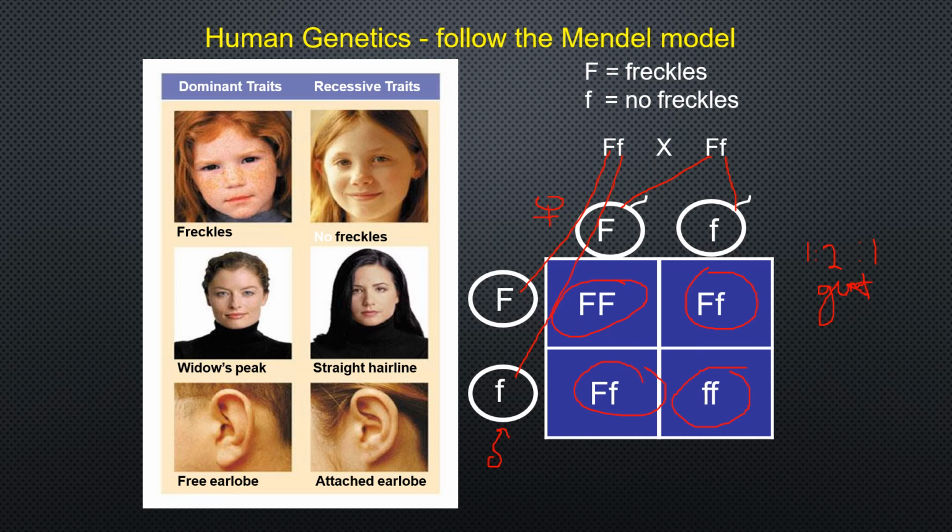But what is the phenotypic ratio? Remember, the phenotype is what it looks like. And for that, we have 1, 2, 3 that are dominant, so displaying freckles, and 1 that is not. So our phenotypic ratio is 3 to 1, just like we expected with the Mendelian genetics of the pea plants.